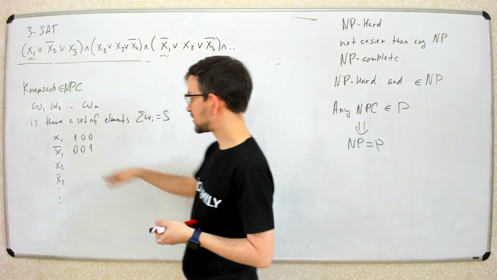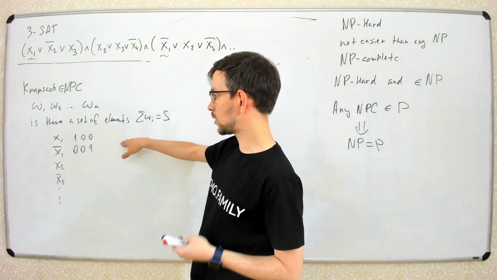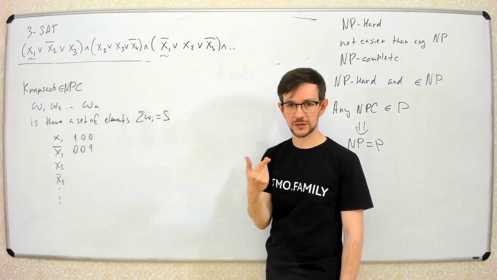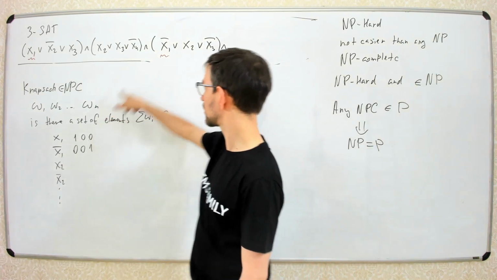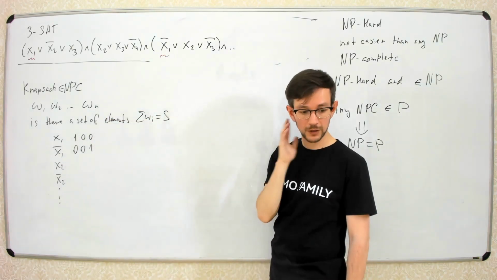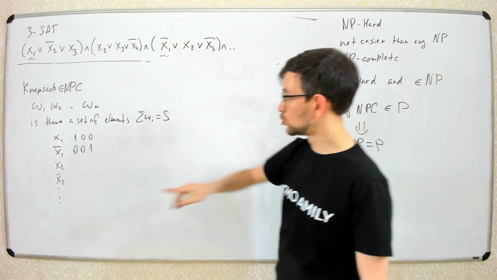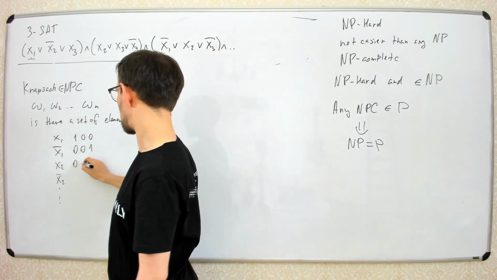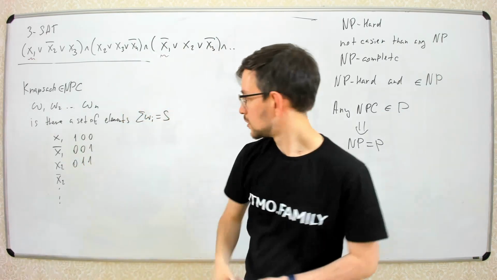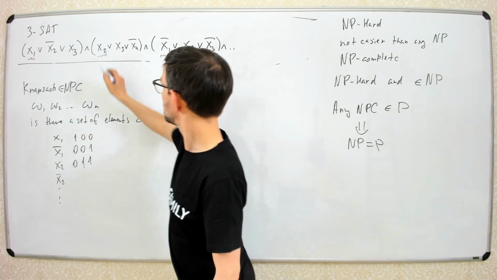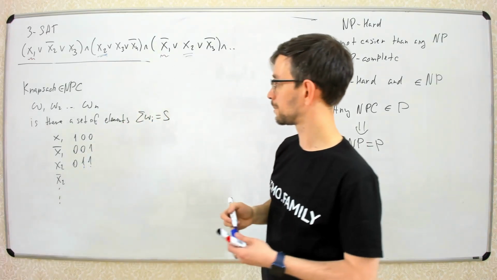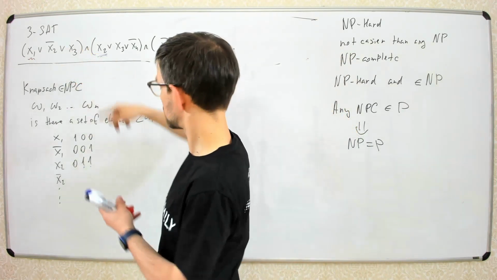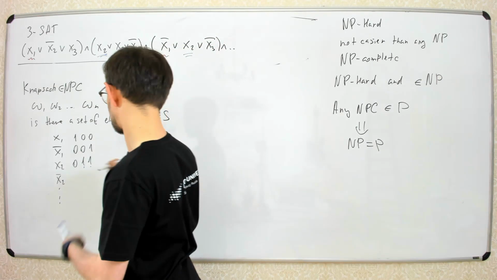So the digit representation of each weight will be the following. We'll put zeros in positions where the clause doesn't contain this variable, and we put 1 in positions where the clause contains this variable. For x2, we have x2 here and here, so it will be 0, 1, and 1. Again, we have 1 here because we have x2 here, and we have 1 here because we have x2 here. Not x2 we have here. So we have 1, 0, 0.